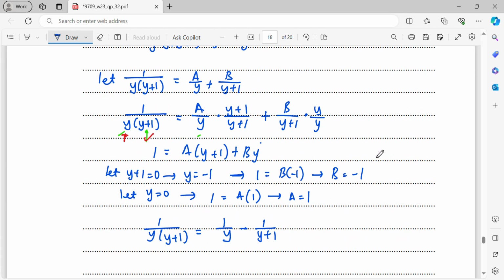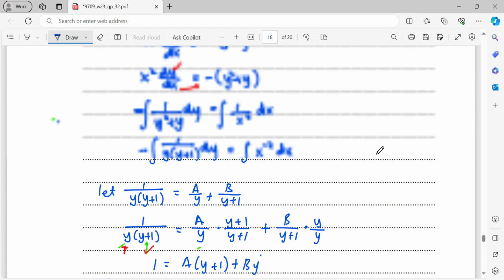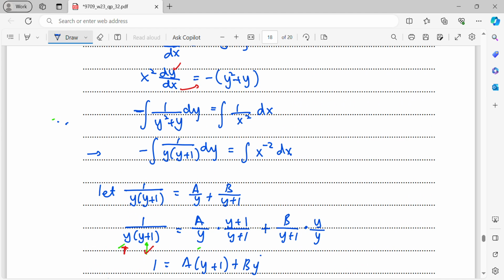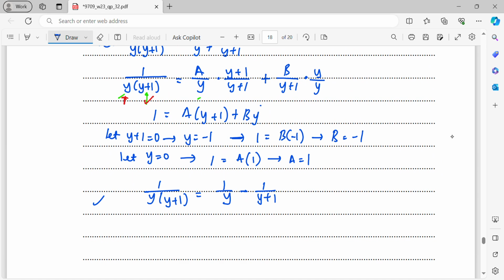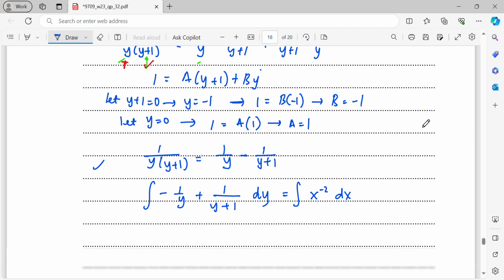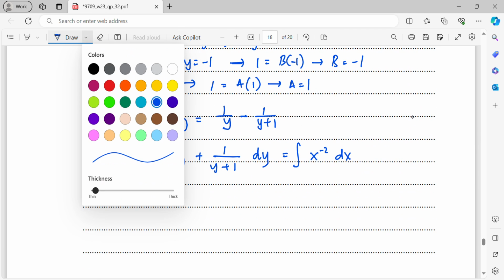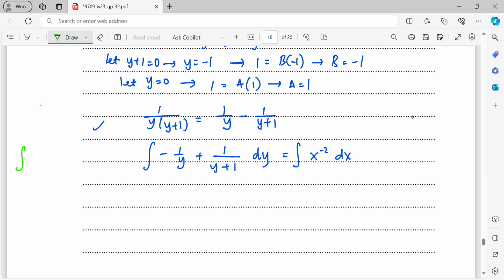Okay, so now I will substitute these partial fractions into the integration over here. Don't forget there's a minus. So I times minus to these two terms, it will be negative 1 over y plus 1 over y plus 1 dy on the left side, and the right side remains as integration of x to the power negative 2 dx. So for the left hand side, to integrate 1 over y, negative 1 over y, or 1 over y plus 1, we need to use the ln.